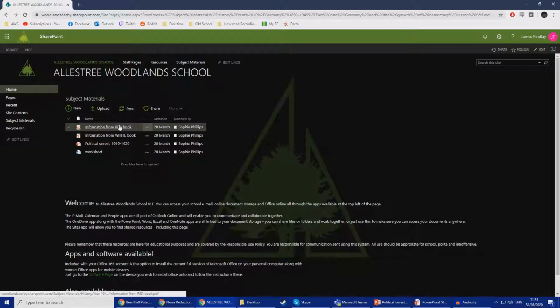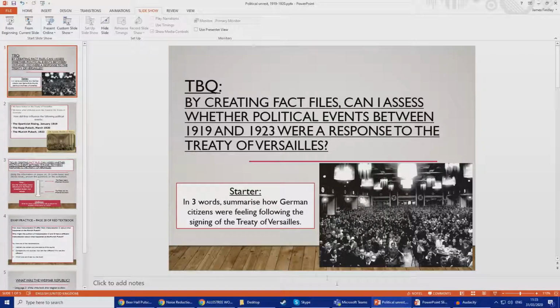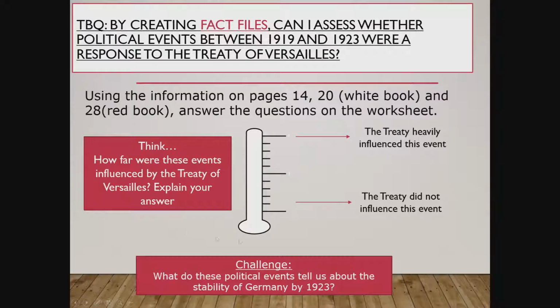And the information is on these PDFs here, so you can download those, look at it, and answer the questions. So we go back to the slideshow, and then I would like you to fill in these temperature gauges to say that the Treaty of Versailles heavily influenced this event at the top, or it did not influence this event at all at the bottom. Hopefully, I've given you an idea of where these events come from and why they happened, and you should be able to answer that relatively easily. And then there's a challenge question at the bottom, if you get a chance to do that. What do these political events tell us about the stability of Germany by 1923? You should be able to answer that based on what I've said and what's in those book questions pages.